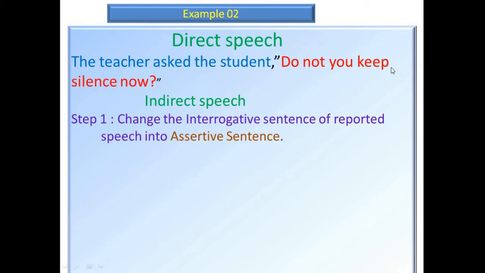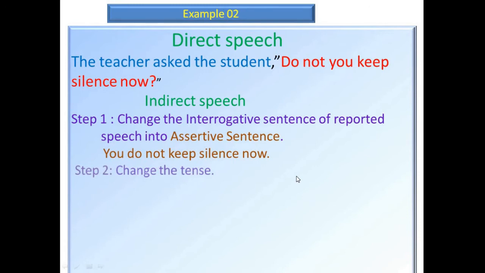It is the interrogative sentence. In indirect speech, what is the first step? Change the interrogative sentence of a reported speech into an assertive sentence. Do not you keep silence now, changed into an assertive sentence: You do not keep silence now. Next step.